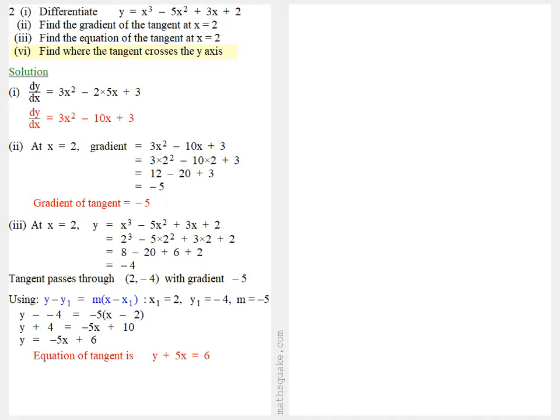Now in part 4, we're asked to find where the tangent crosses the y-axis. Well, the tangent is y plus 5x equals 6, and we want to know the value of y when x is 0. If x equals 0, then y plus 5 times 0 equals 6, so y equals 6. So the tangent crosses the y-axis when y is equal to 6.